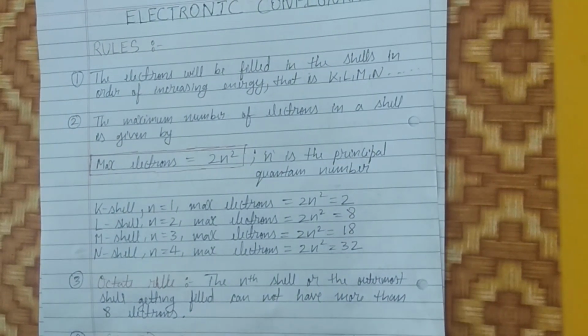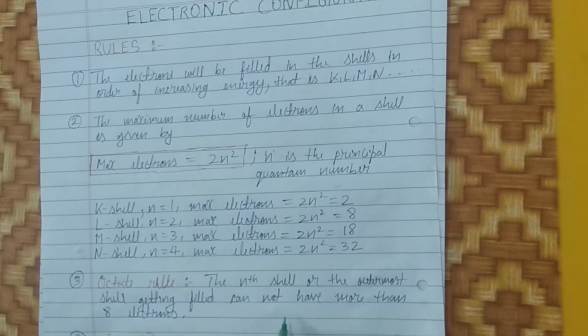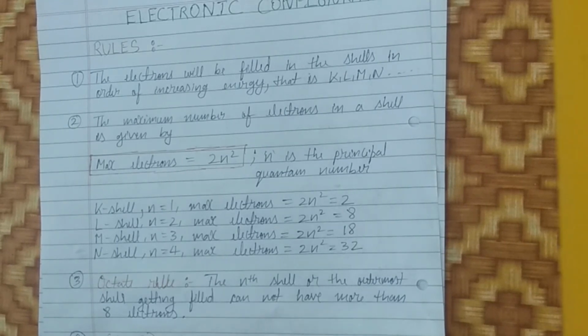The third rule is the octet rule. It says that the nth shell, or the outermost shell getting filled, cannot have more than 8 electrons. Okay, this rule I will explain better with the help of examples when I show the electronic configuration. So don't worry about it.